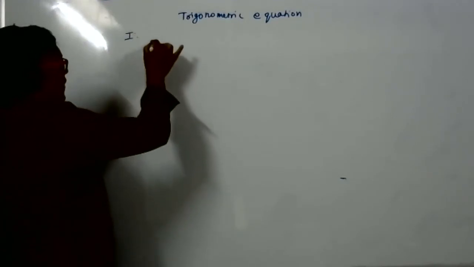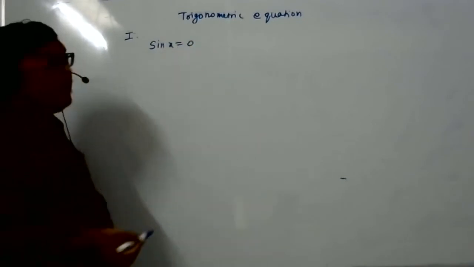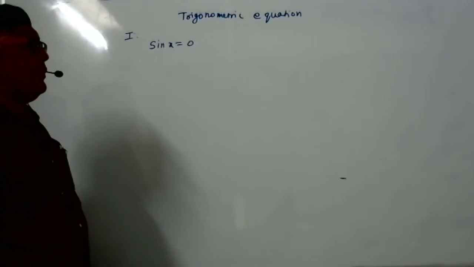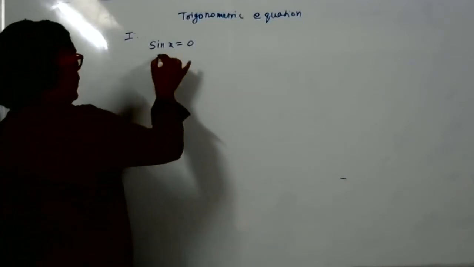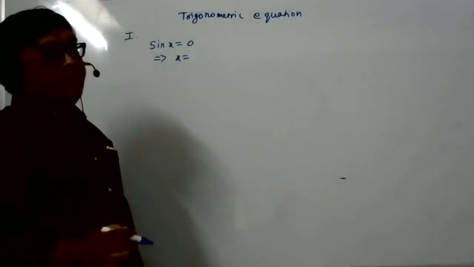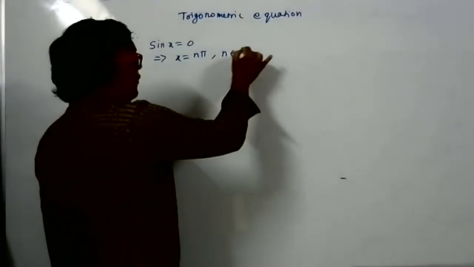If I say sin x is equal to 0, then what is x? Sin x is 0, so x is how much? 0, pi. This implies x is equal to n pi, where n belongs to integers. This you have to understand.